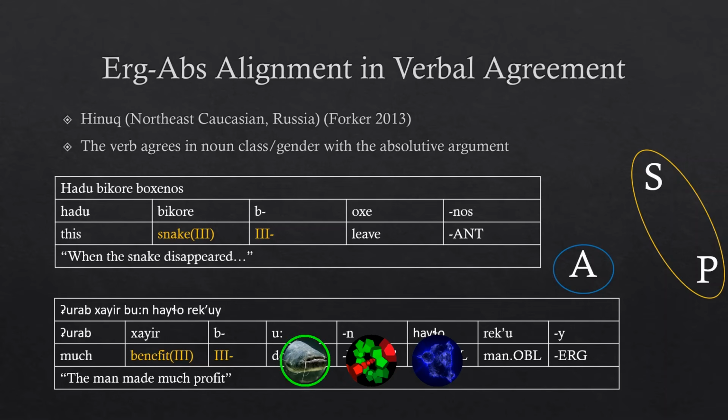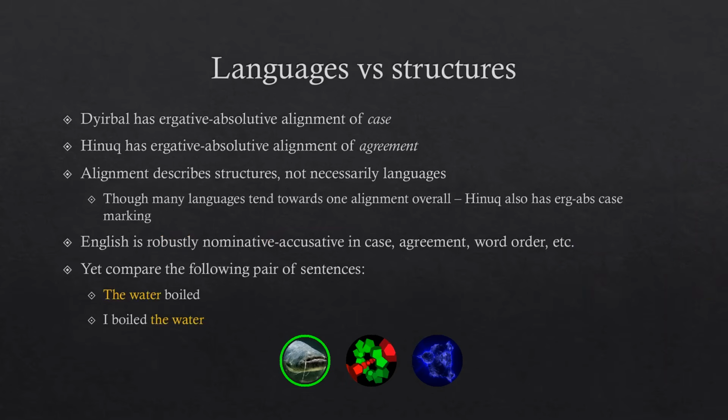You guys have foreshadowed this slide very well. We saw that Dribble has ergative absolutive alignment of case on its nouns. Hinnock has ergative absolutive alignment of its verbal agreement. When you talk about alignment, we want to be talking about structures, not necessarily languages. You can have a lot of languages that tend towards one alignment overall. For example, English has nominative accusative in both agreement and case. You saw that Hinnock had that ergative marker as well, so it has ergative absolutive case and agreement.